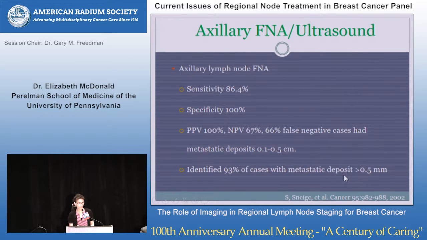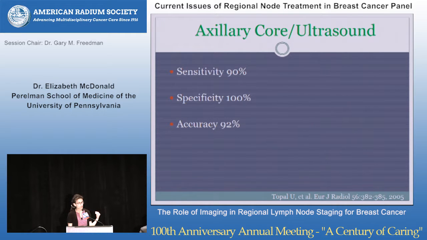So how good are we at staging? Axillary lymph node fine needle aspiration has a fairly good sensitivity and specificity for a positive lymph node. PPV of 100% if it's positive, although there can be some false negative cases, especially with small metastatic deposits, because in a lymph node that's involved with metastatic disease, it may not be the entire lymph node that's involved. It may only be a small portion, and so if you're only putting that needle in a very tiny part of it, you can miss metastases.